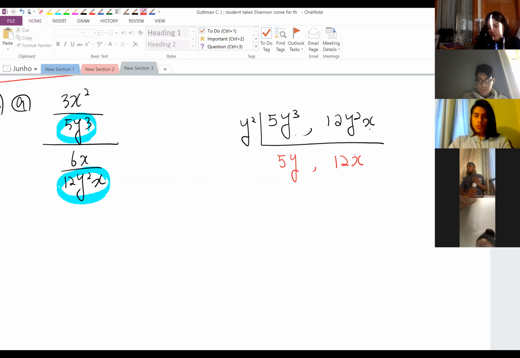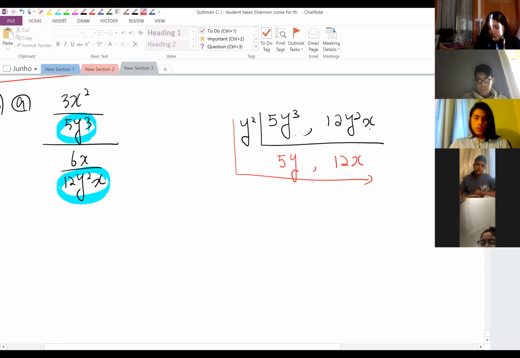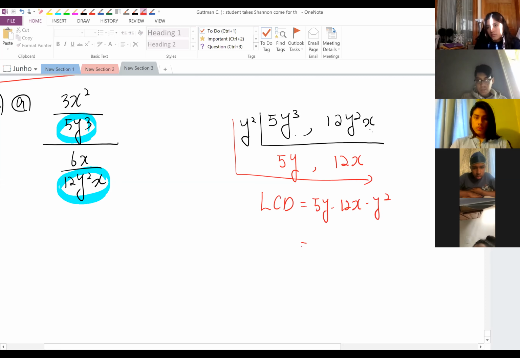So can I guess you all understand how we got 5y and the 12x? Yes? Okay, all right then. You multiply, then there will be your LCD here. So LCD becomes 5y times 12x times y squared, which means 5 times 12 becomes 60.